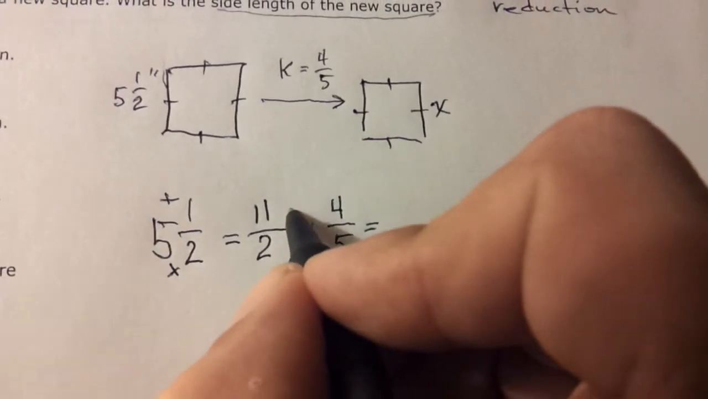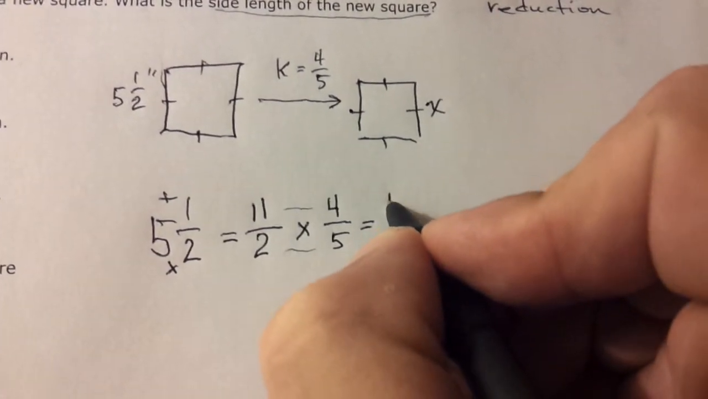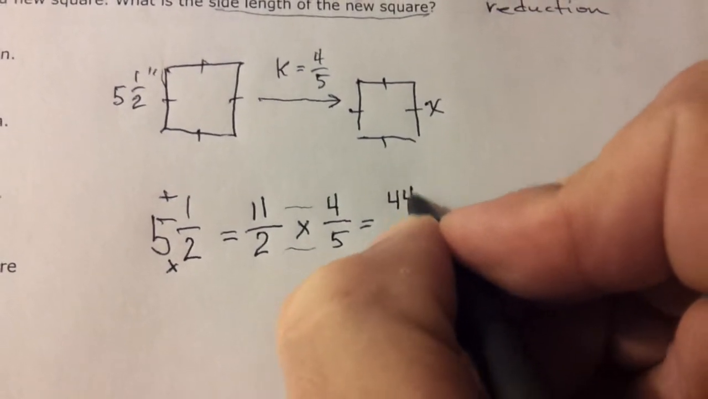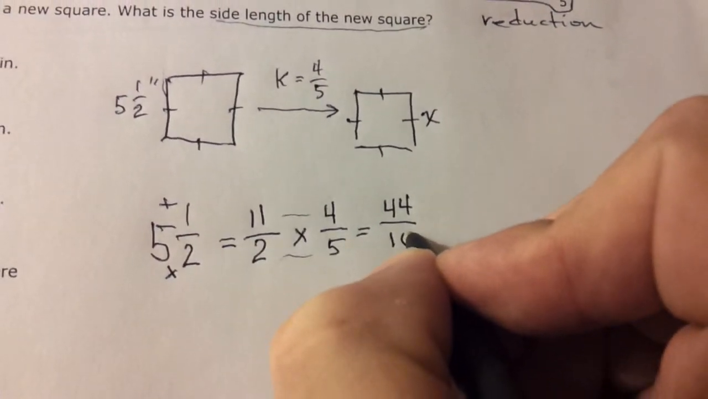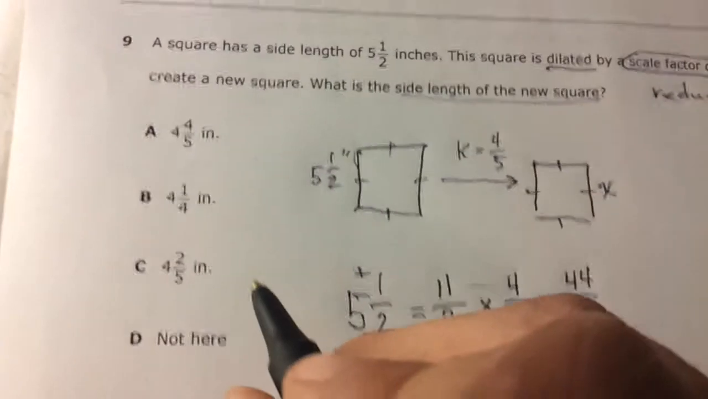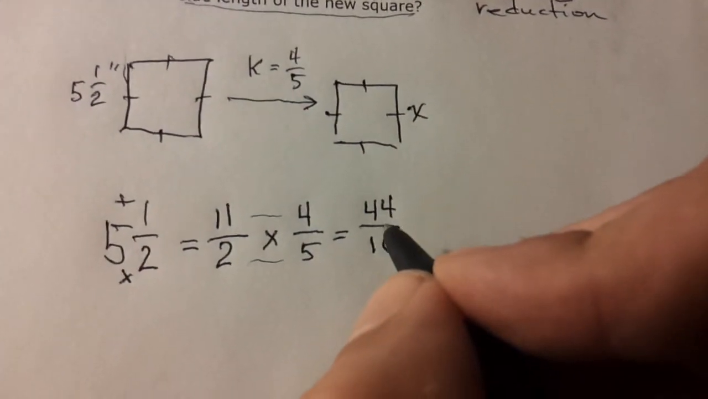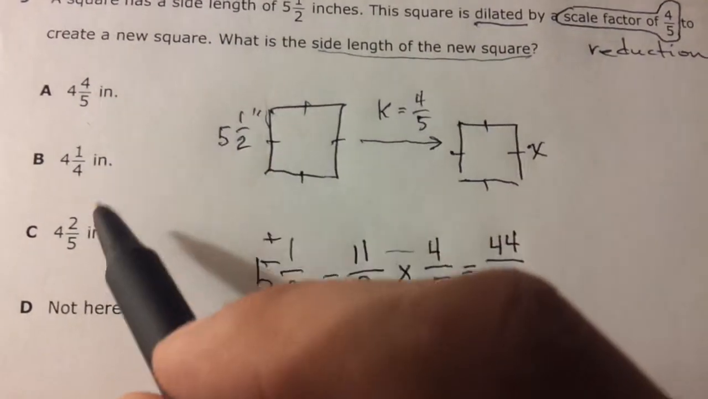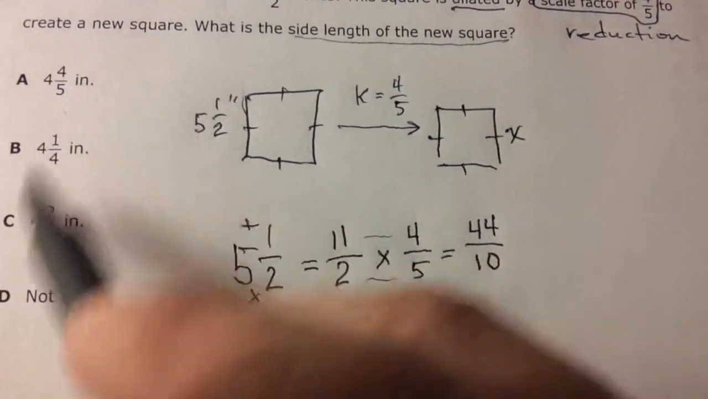When you're multiplying fractions, multiply straight across the top, straight across the bottom. 11 times 4 is 44. 2 times 5 is 10. So our new side length is 44/10, which of course is not one of our answer choices. So what we're going to do is convert this improper fraction back to a mixed number and see if our answer choice is over here somewhere.